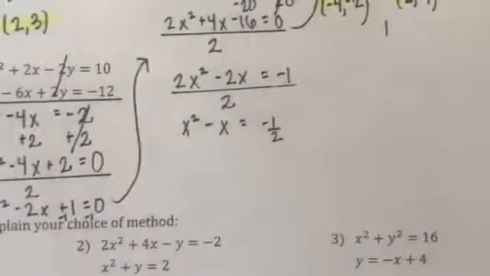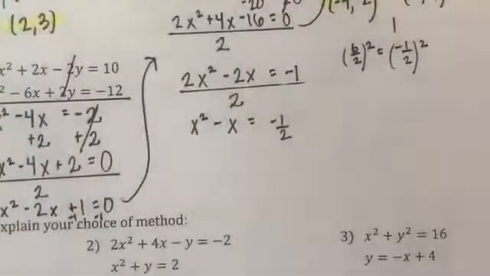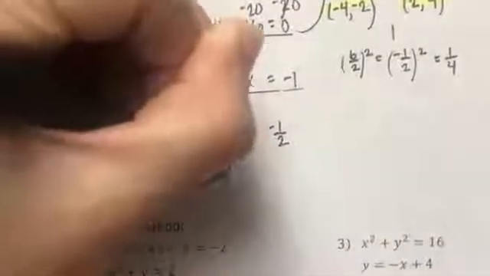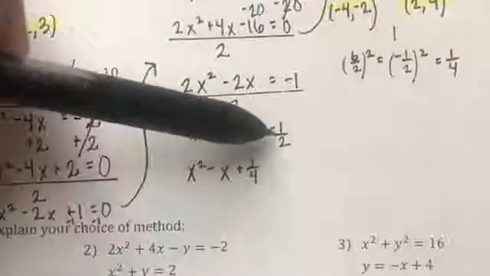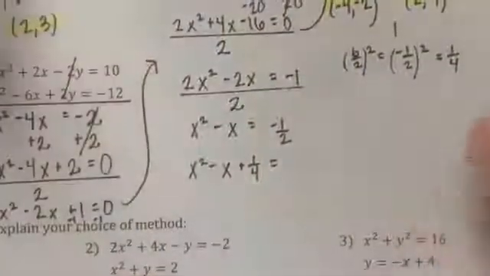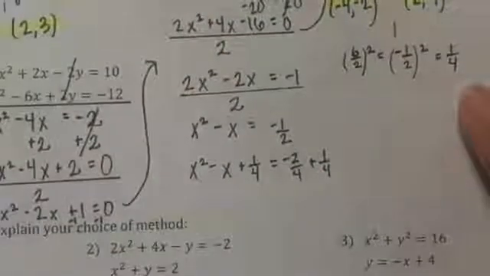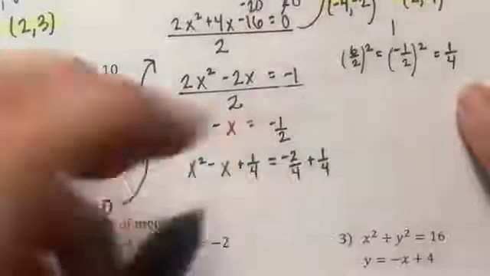So b over 2 squared is what we have to add to both sides. So b over 2 squared is going to be negative 1 over 2 squared. Negative 1 over 2 squared is positive 1/4. So I have to add 1/4 to both sides. So x squared minus x plus 1/4. And then negative 1/2, I'm actually going to change the negative 1/2 into negative 2/4 so that I have common denominators. Plus 1/4.